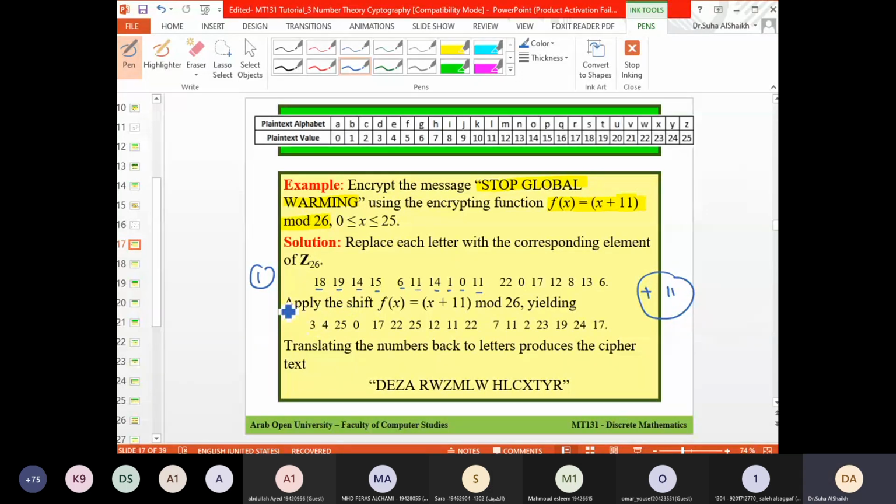18 and 11 is how much? It's 29. 18 لو حطيت لها 11 it's 29. So I have to subtract, sorry. It's 29. So I have to subtract 26 منها. What will be the result? 3. فال18 راحت لل 3. What about the 19? It will go to 4. ال19 بحط لها 11. It will be 30. Subtract 26. This is 4.